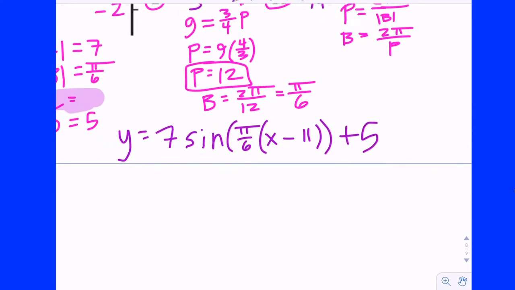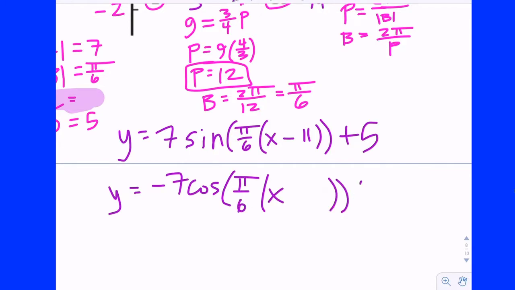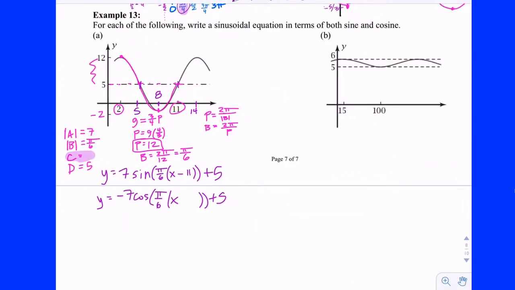Good. Since we did sine, let's go ahead and force the other one to be negative 7 cosine. Still going to be a pi/6, x, plus or minus something, plus 5. A negative cosine starts where? High axis or low? Low. Very good. A negative cosine starts low.